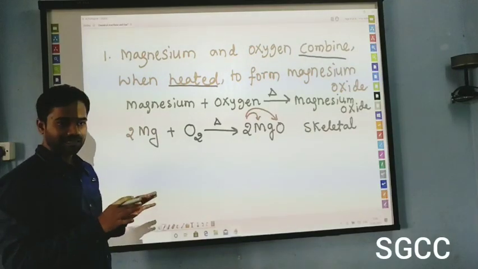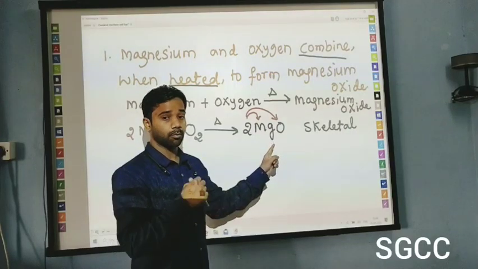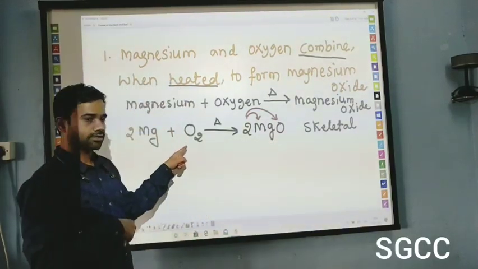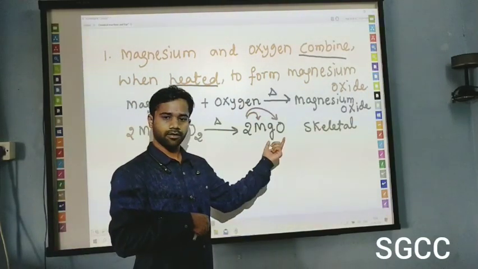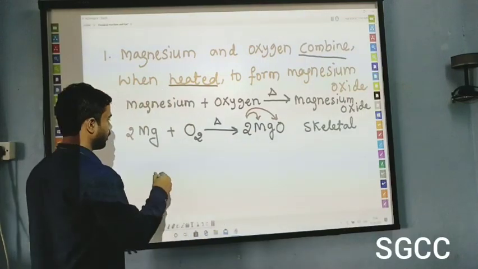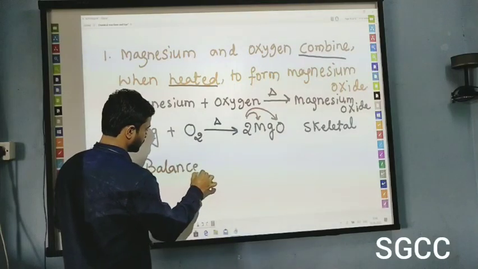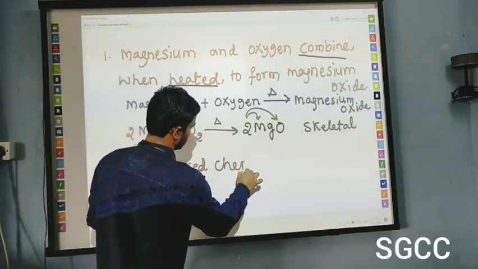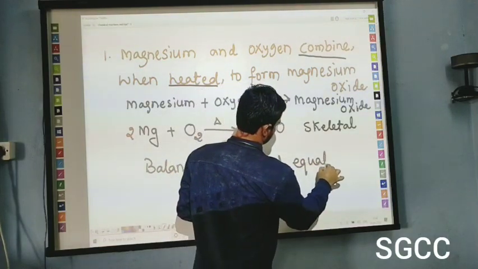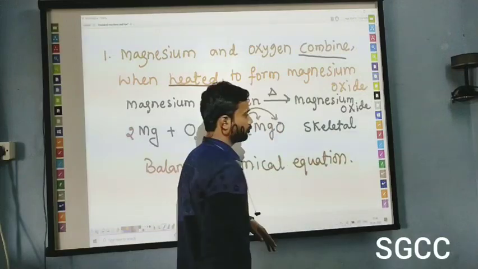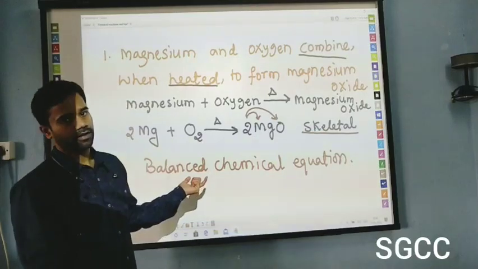So we can tell that 2 magnesiums are present on the reactant side and 2 magnesiums on the product side. What about the oxygen? 2 oxygens are present on the reactant side and 2 oxygens on the product side. This is known as our balanced chemical equation. The unbalanced chemical equation is known as the skeletal equation, and the balanced one is known as the balanced chemical equation.